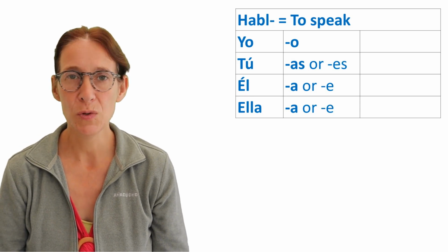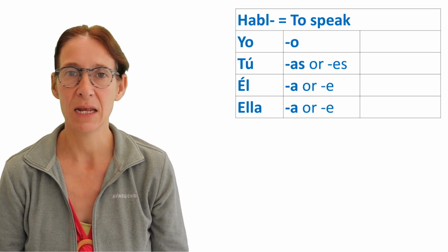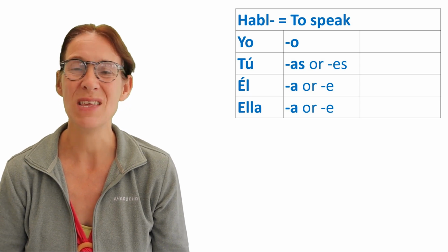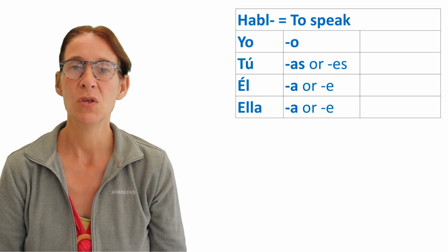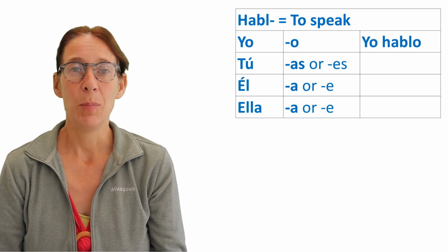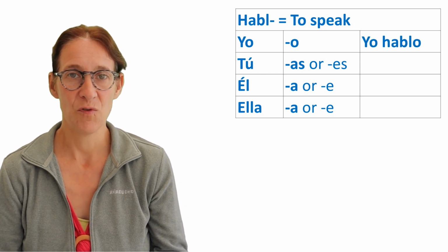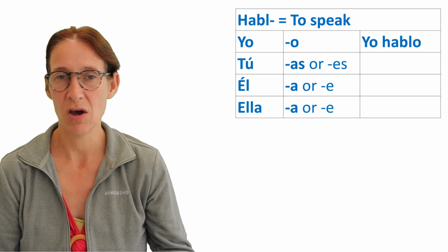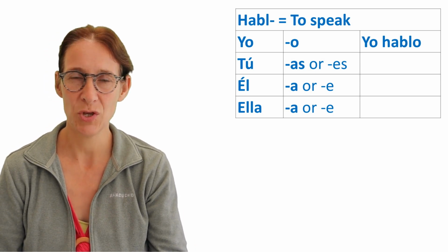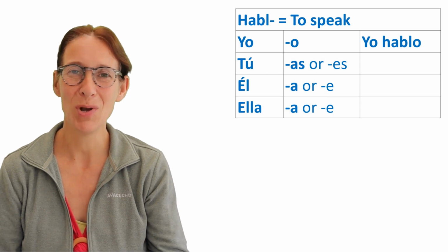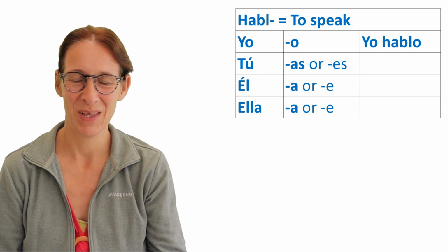Now, we're going to lose the AR and we're going to add our endings. This time it's not going to be the E set of endings, it's going to be the A set of endings. So, yo hablo. It's the same for yo. ER, AR, the same. Yo hablo. Yo hablo español. Yo hablo inglés.